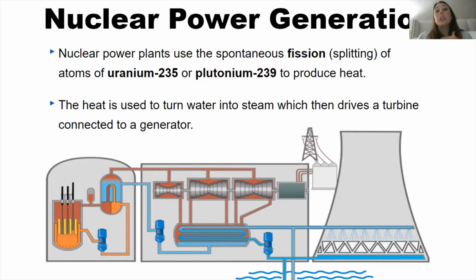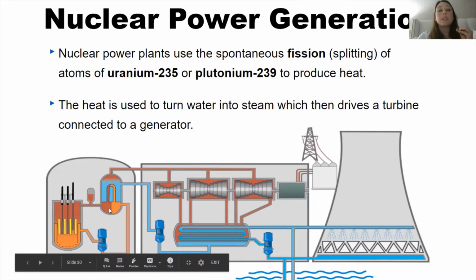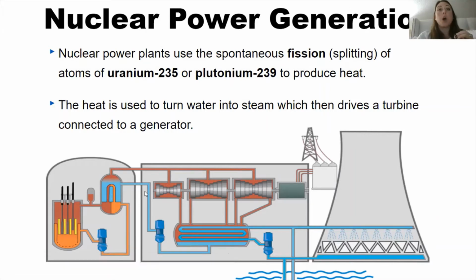You don't really need to know that, but what you do need to know is that we put the uranium under a process that produces energy. We put that energy with water. The water creates steam. The steam spins the turbine that's attached to the generator. The generator converts the mechanical energy into electrical energy, and you can see it entering the grid here.